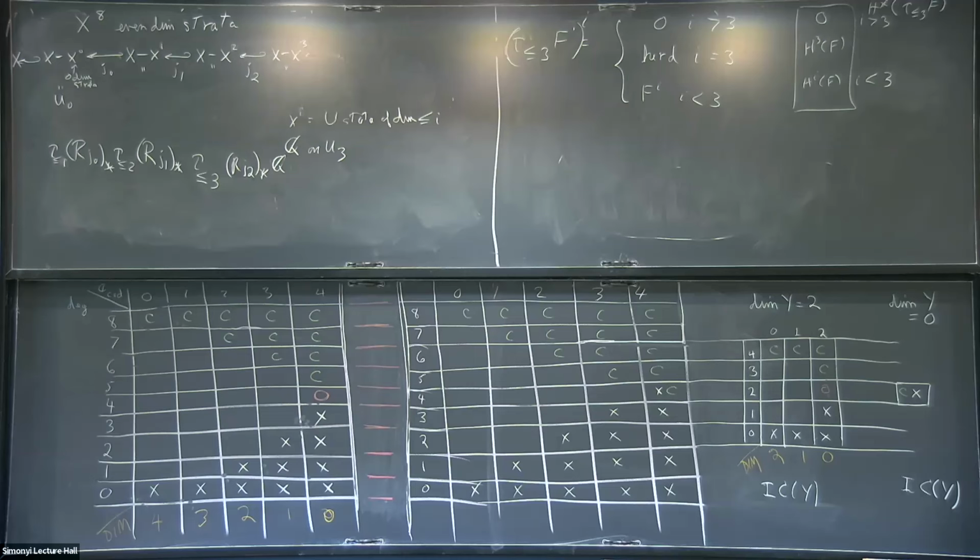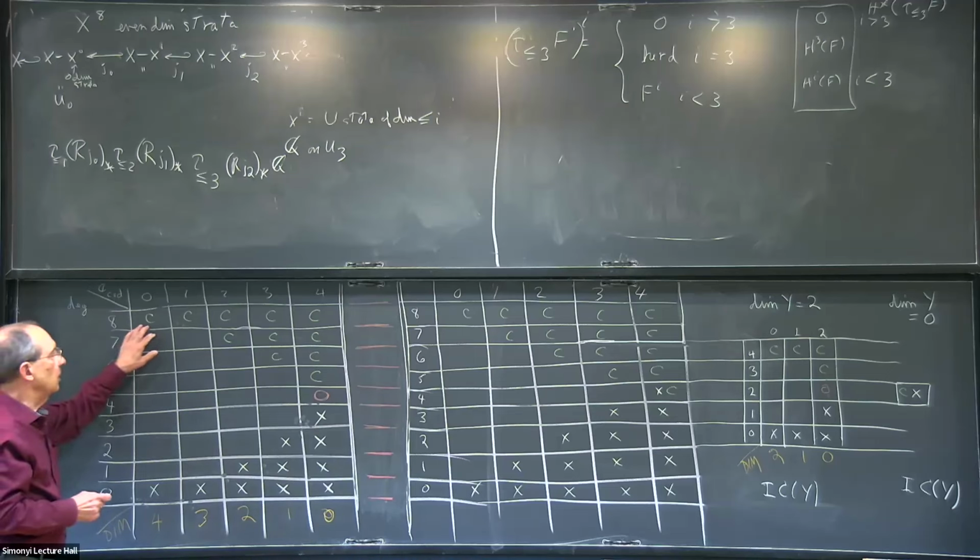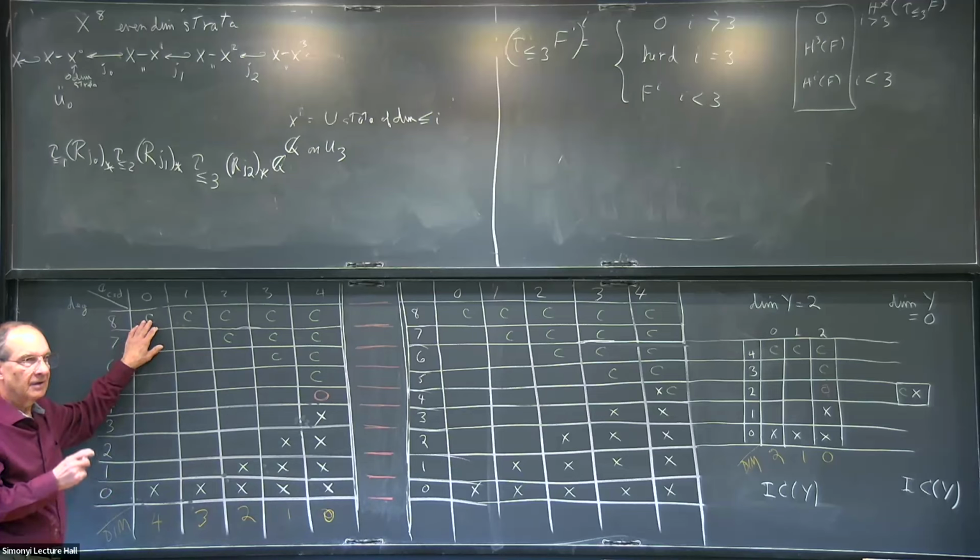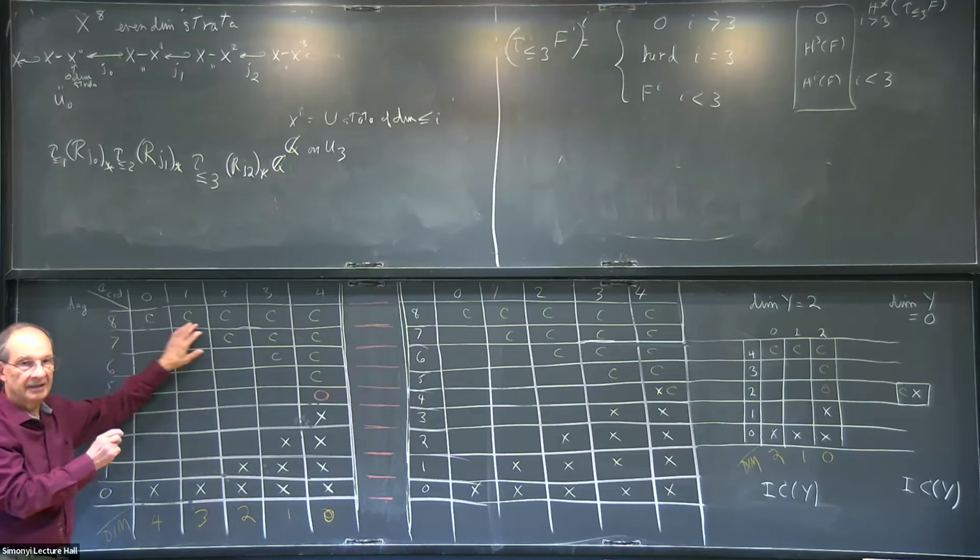Now, for perverse sheaves. So is the top like intersection cohomology with compact support? I'm not quite sure I understand what you said. This is stalk cohomology with compact supports. In other words, compact support cohomology of a little neighborhood of a point in each of these strata.